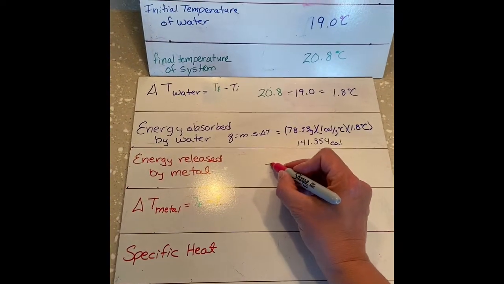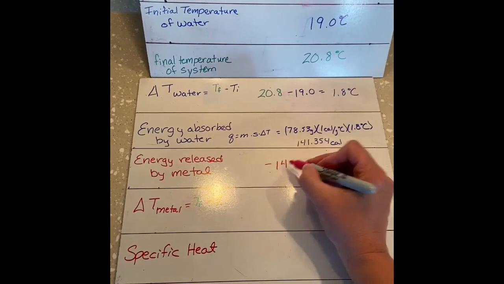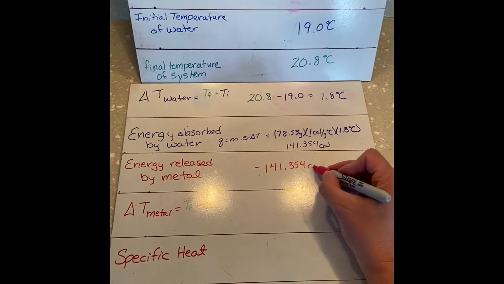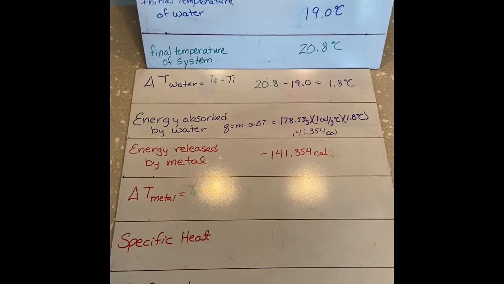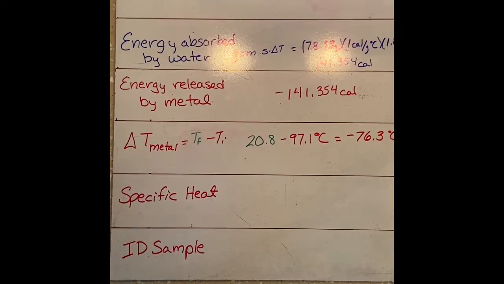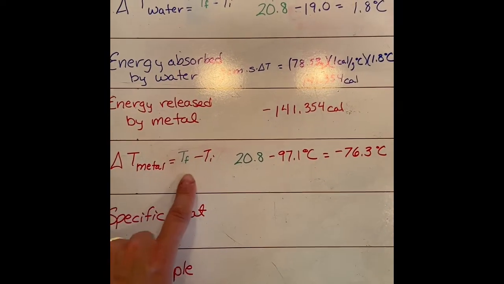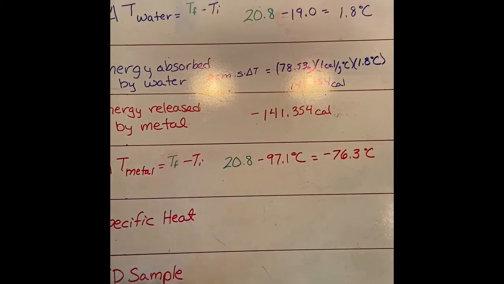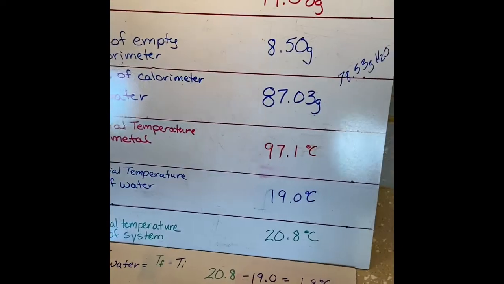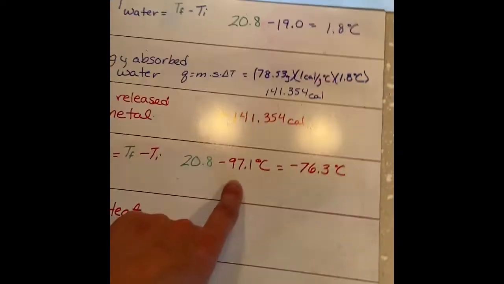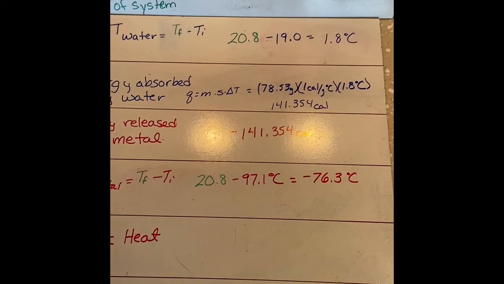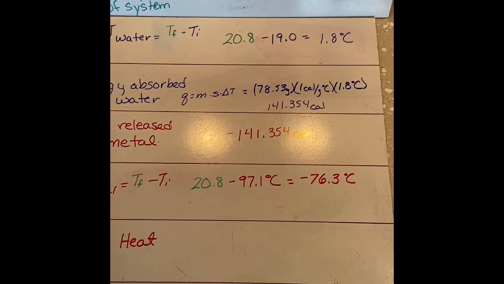Well, all of the heat came from the metal. So the energy released by the metal is that exact same value, 141.354 calories, but it's negative because it was released. Next, we need to calculate the temperature change of the metal. So we do T final, the 20.8, minus the initial temperature of our metal, which we found to be 97.1. And we find out that the metal went through a temperature change. It cooled off by 76.3 degrees.